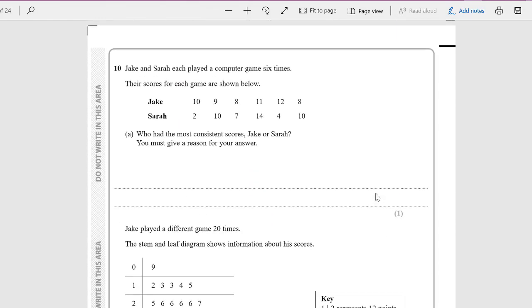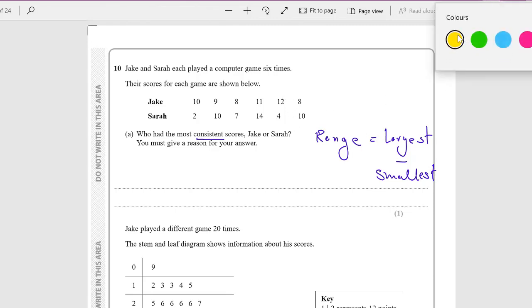Okay. Question 10. So Jake and Sarah each played a computer game 6 times. Their scores for each game are shown below. So who had the most consistent, let's highlight that, consistent scores, Jake or Sarah? So you must give a reason for your answer. Now again, whenever we see the word consistent, that usually refers to the range. And if you recall, the range is the largest number subtracted by the smallest number.